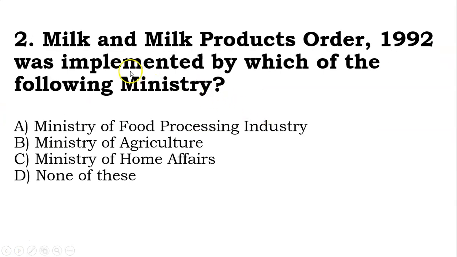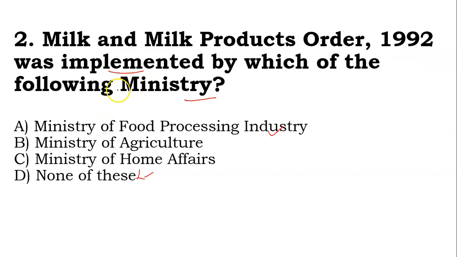Our next question is: the Milk and Milk Product Order 1992 was implemented by which of the following ministries? Your options are Ministry of Food Processing Industry, Ministry of Agriculture and Farmers Welfare, Ministry of Home Affairs, or none of the above. You have to identify which ministry the Milk and Milk Product Order 1992 belongs to, and which ministry implemented it.